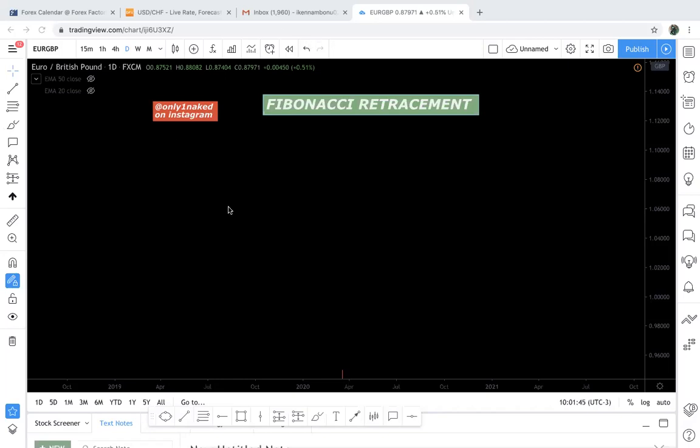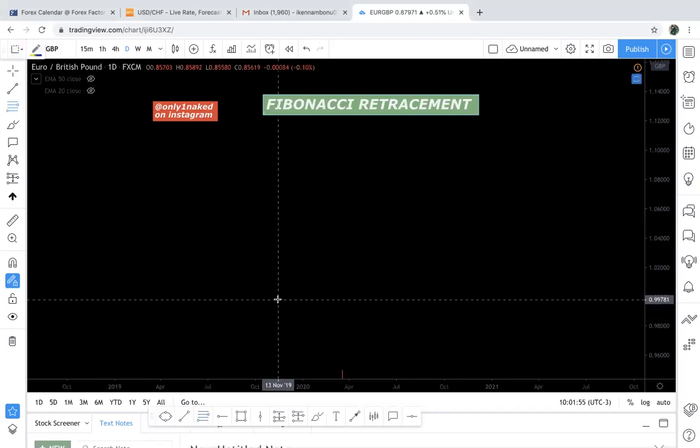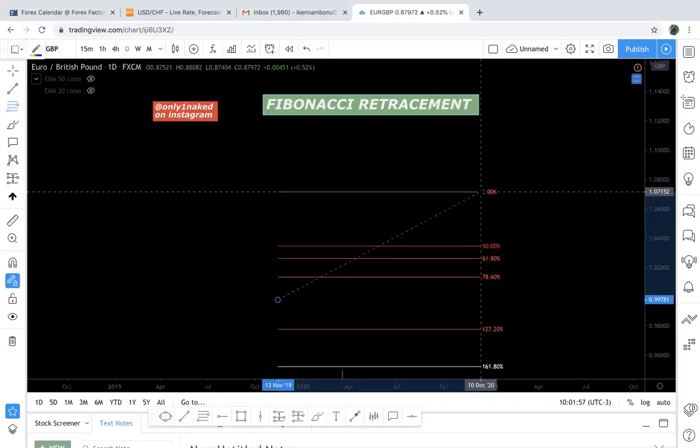This is TradingView. Where can you find the tool Fibonacci retracement? Just go to your TradingView, the third right here on this line. Click on it right here. You can see it at the bottom here: Fib retracement. That's the tool. I'm going to show you how my settings look.